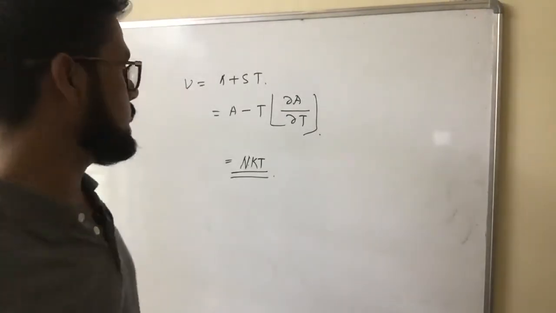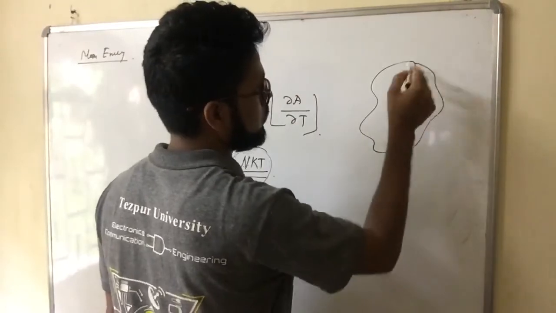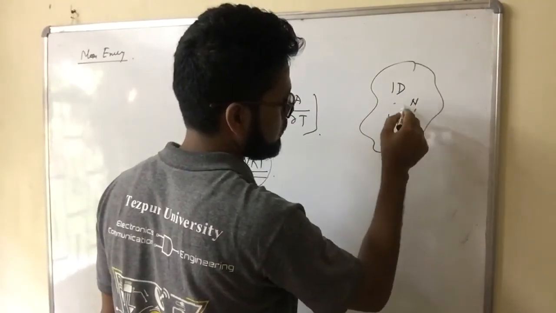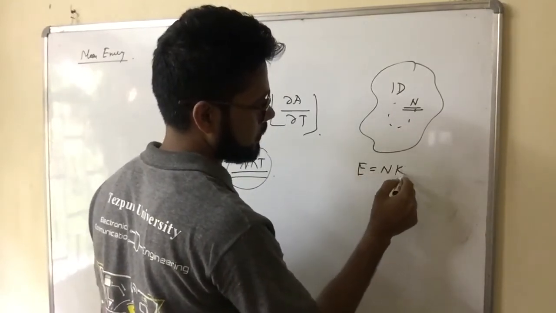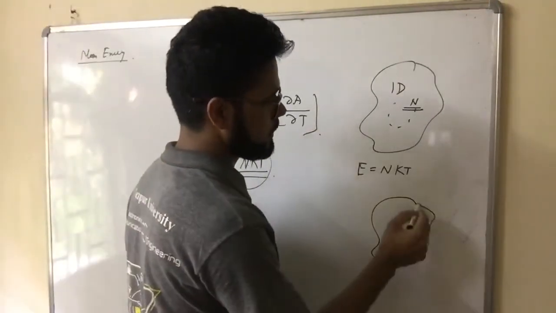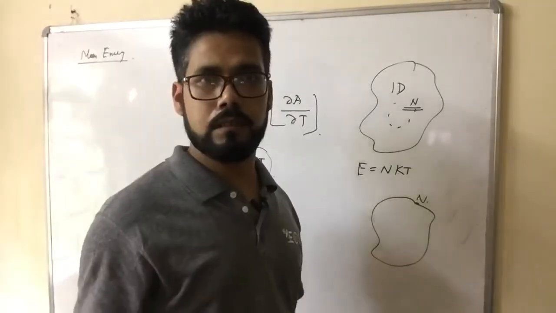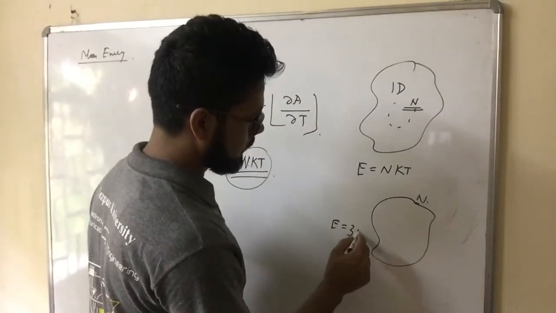Suppose, again, I am telling you, this is a one-dimensional system of N harmonic oscillators. Then the mean energy you are getting is NkT. Suppose I consider a system of N atoms, N particles in three dimensions, then you will get the mean energy as thrice NkT.